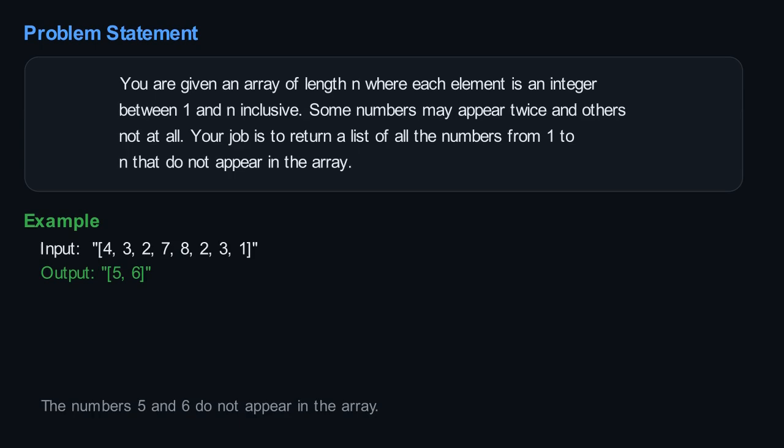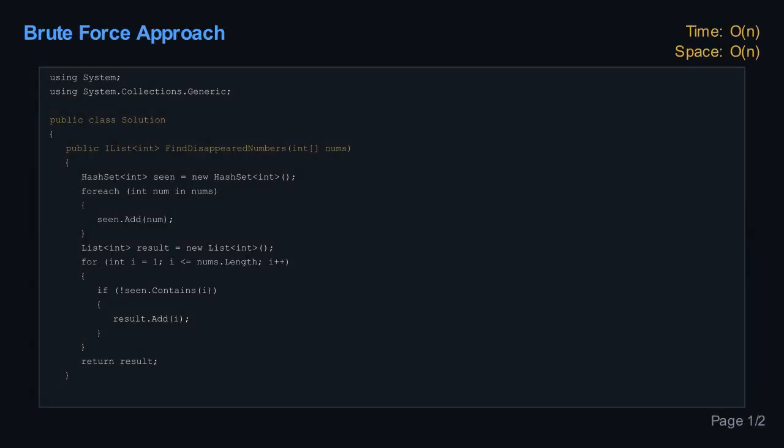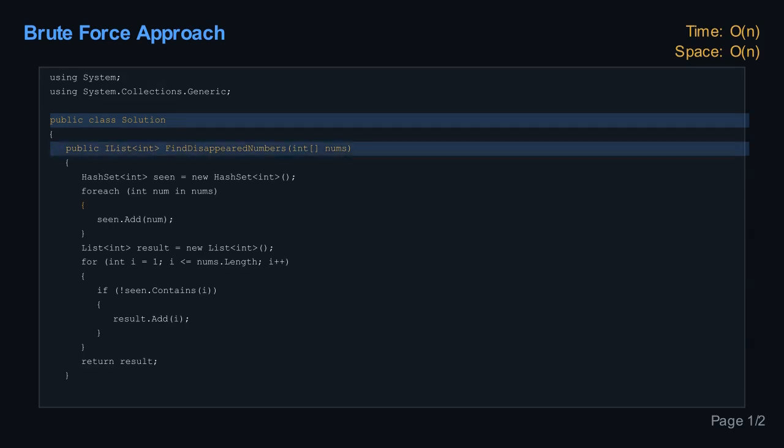and 6. The straightforward way is to record every value you see in a hash set, then scan from 1 to n and collect the ones not in the set. That runs in linear time but requires linear extra space for the set, which is often frowned upon in interviews because we can do better.